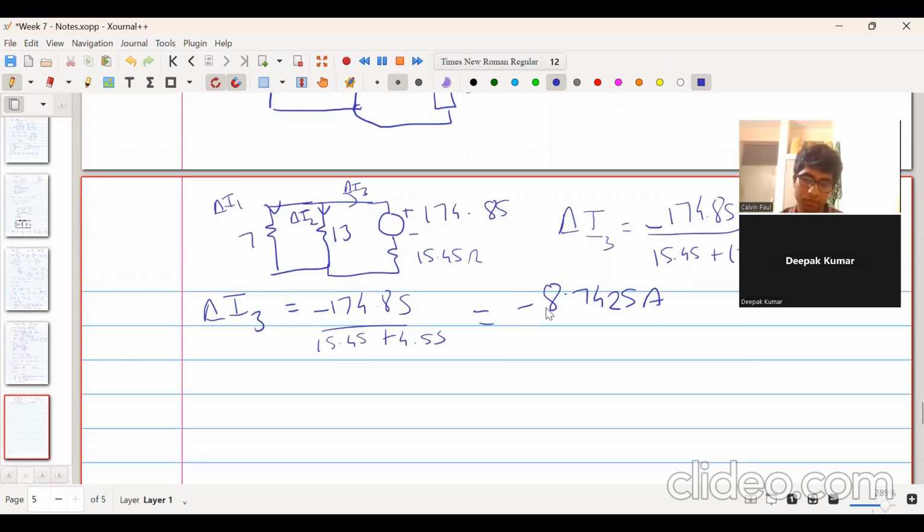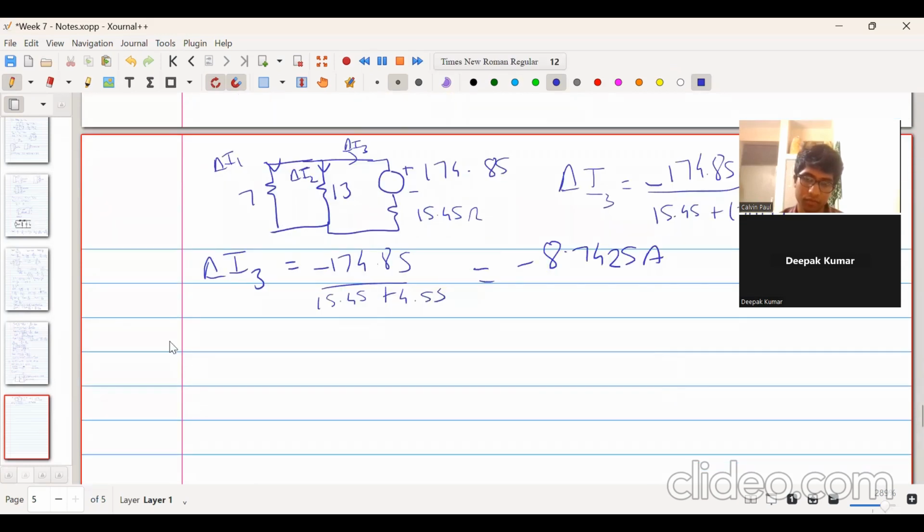Any doubt in this? No, sir. All currents will be changed, right? Yes, all currents will be changed.